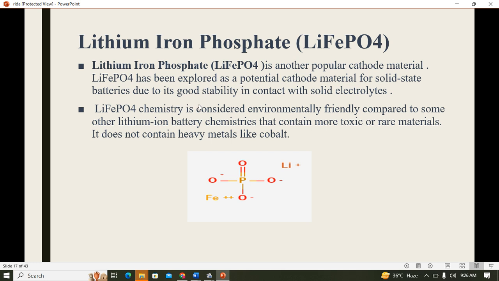In any solid state battery, we should have a good stable product, and lithium iron phosphate has very good stability, so it is also very widely used in solid state batteries.